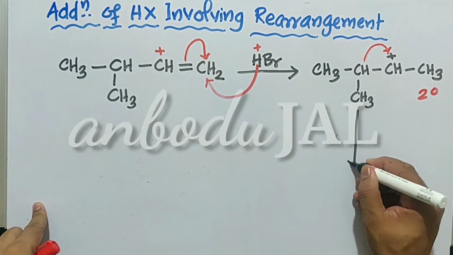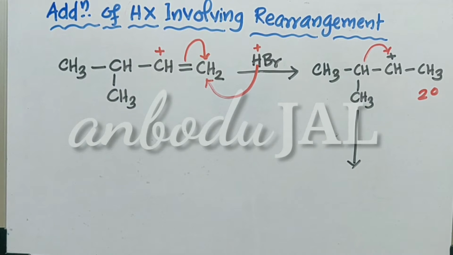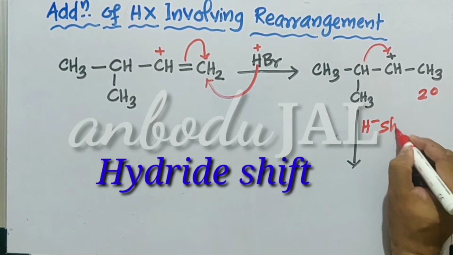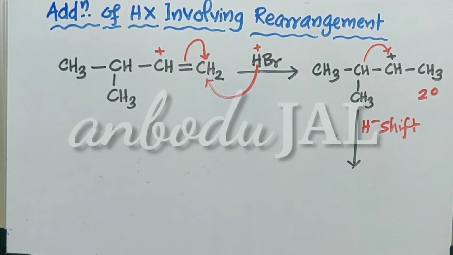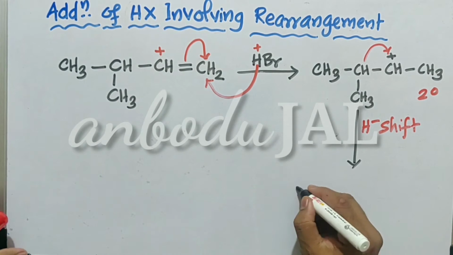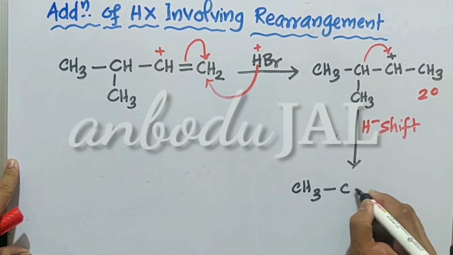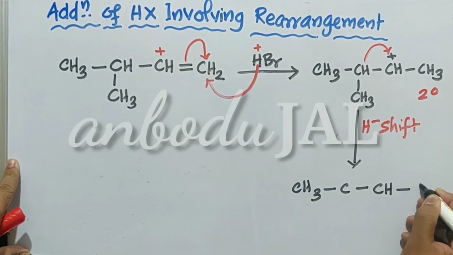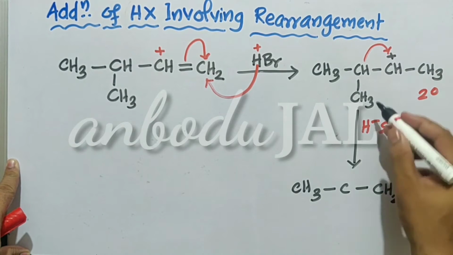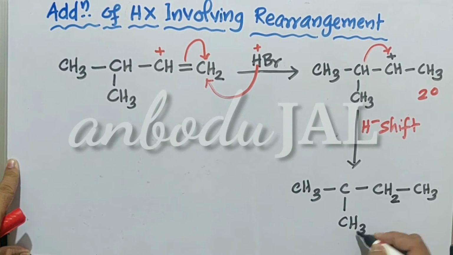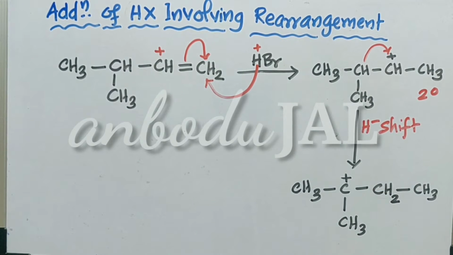What happens here? That I am writing here, H minus shift. So as a result of H minus shift, the carbocation is nothing but CH3C, single bond CH3. This carbon gets one more hydrogen, that is CH2. This is H minus shifted to this carbon. This CH3 is already there. Listen here, the carbocation after rearrangement is nothing but a tertiary carbocation.